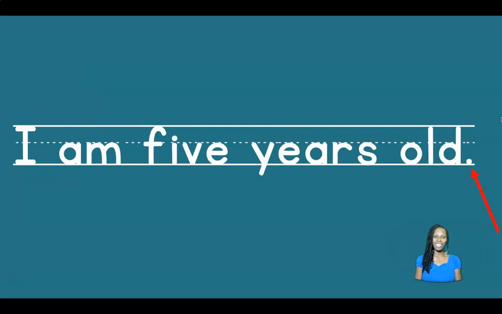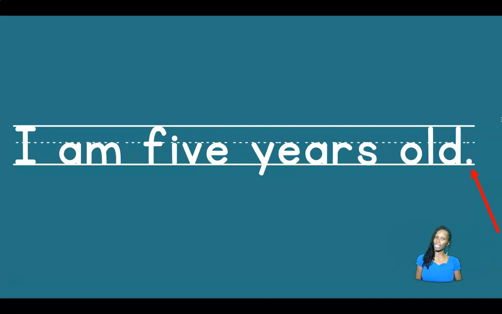Now, here is a sentence that has a period or a full stop at the end. And as you can see, I have a red arrow pointing to the full stop. So this sentence reads, I am 5 years old, because I am telling you something. So when you're telling somebody something, that's a telling sentence. And so it ends with a period or a full stop.